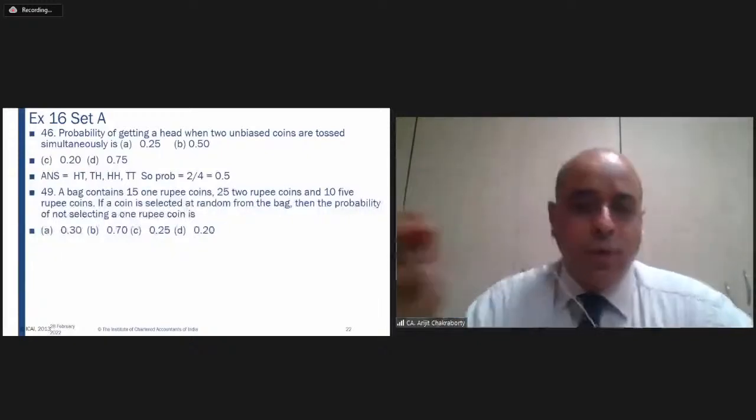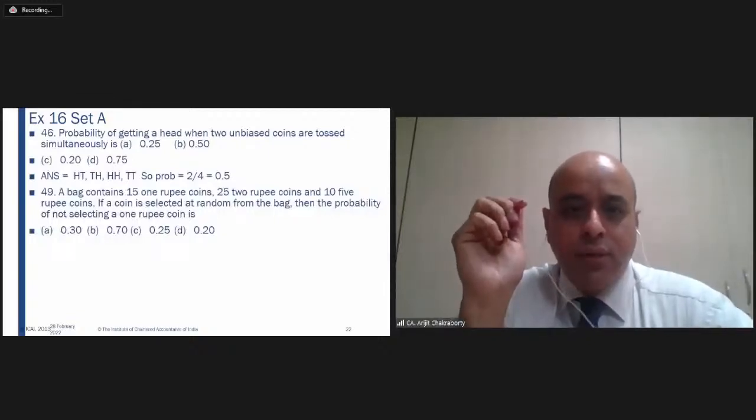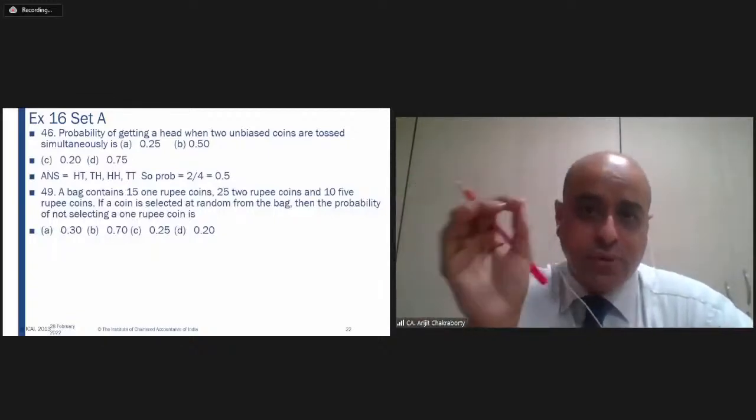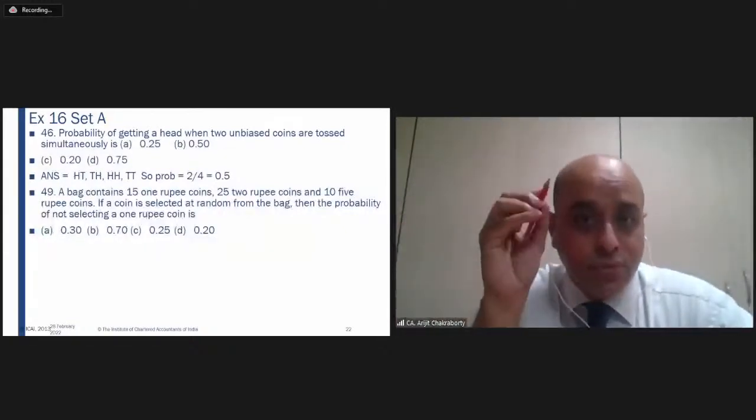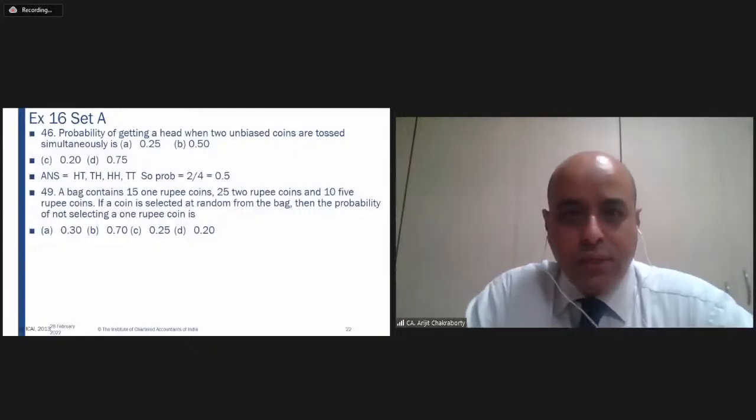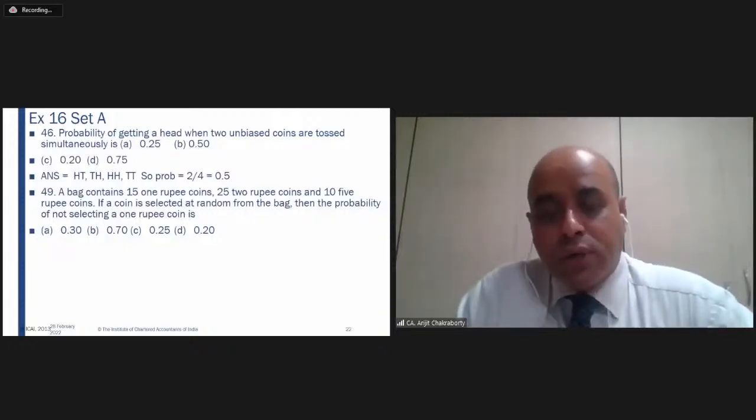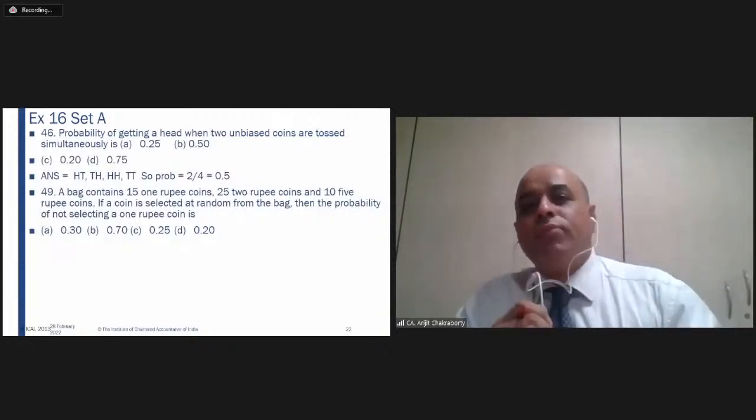Once we have 50 coins, you are selecting one rupee coins. How many one rupee coins are there? 15. So the probability of selecting a one rupee coin is 15 by 50, which means 3 by 10, that is 30%. But the question is about not selecting a one rupee coin, so we find the probability of the complementary event.